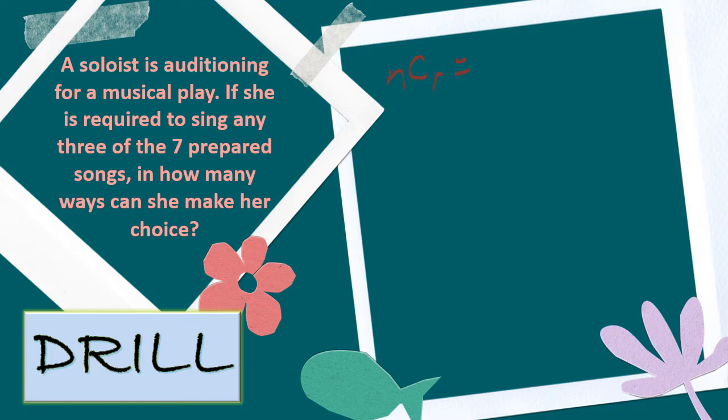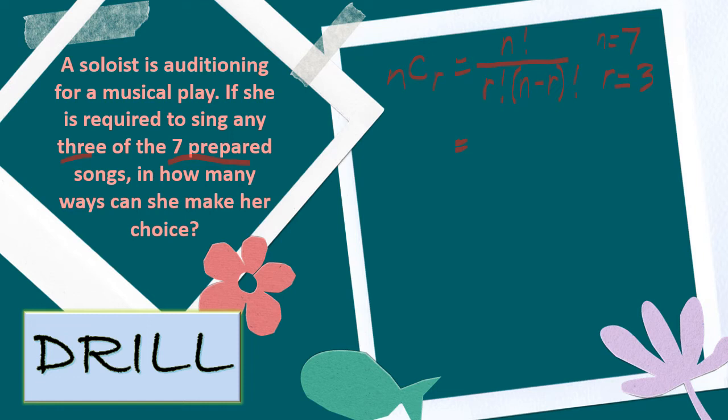nCr, or combination of n taken r at a time, equals n factorial over r factorial multiplied by n minus r factorial. So, substituting the value of n, which is, ayan, 7 prepared songs. So, ang total or yung n is equal to 7. And the value of r, since 3 songs ang nire-require na kantahin niya, ayan, 3, r is equal to 3.